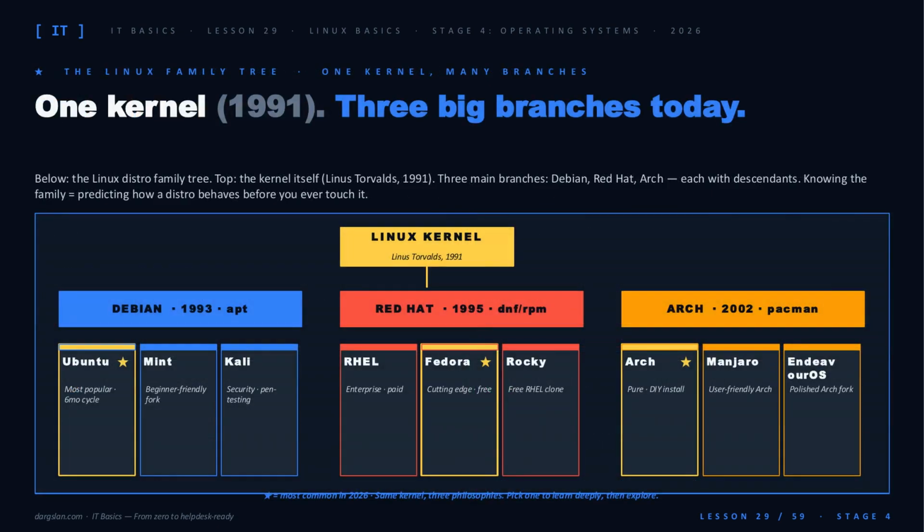Step back and look at the family tree. It all starts with one kernel, Linus Torvalds, 1991. And from that single root, 3 major branches grew: Debian in 93, Red Hat in 95, and Arch in 2002. Under Debian, you'll meet Ubuntu, Mint, and Kali. Under Red Hat, RHEL, Fedora, and Rocky. Under Arch, the pure Arch itself, plus friendlier forks like Manjaro and EndeavourOS. Learn where a distro sits on this tree, and you can predict how it behaves before you even log in.